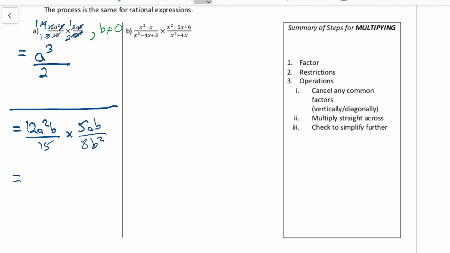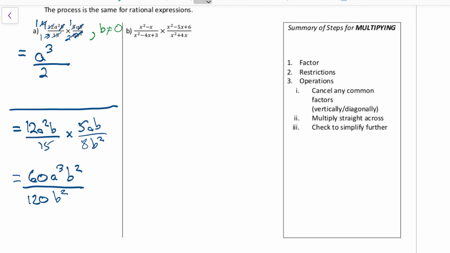So I'm going to multiply the coefficients on top. 12 times 5 gives me 60. And then a squared times a gives me a cubed. And then b times b gives me b squared. Notice I just stuck with the coefficients, then moved to the first variable and the next variable. Then do the same thing on the bottom. This is where, again, maybe you need a calculator. 15 times 8 gives me 120. And then there's no a's, and it's just b squared.